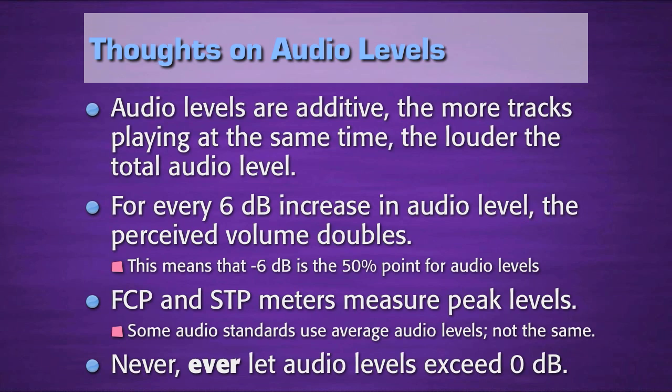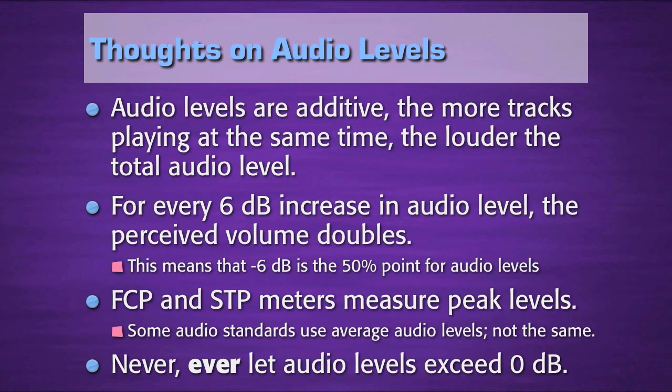Audio levels are additive. This means that the more tracks that are playing at the same time, the louder the total audio level. An interesting thing about audio is that it's not linear, it's logarithmic. For every 6 dB increase in audio level, the perceived volume doubles. This means that negative 6 dB is the 50% point for your audio levels. Final Cut and Soundtrack meters measure peak levels. Some audio standards refer to average audio levels, which these meters don't measure. We're looking at peak, not average.